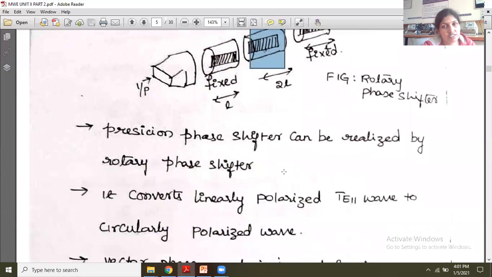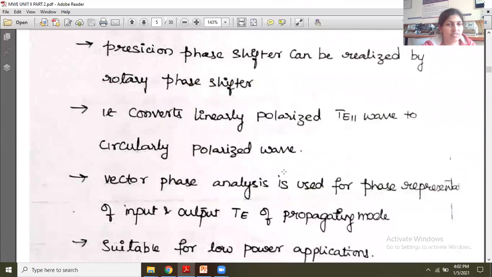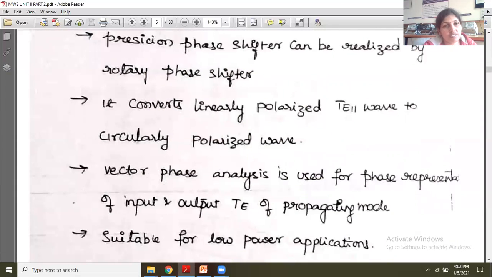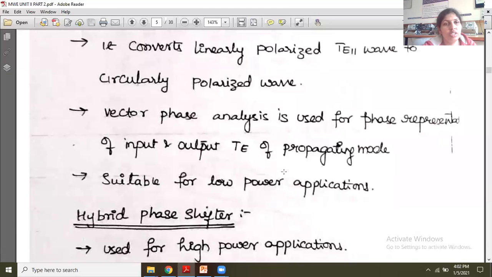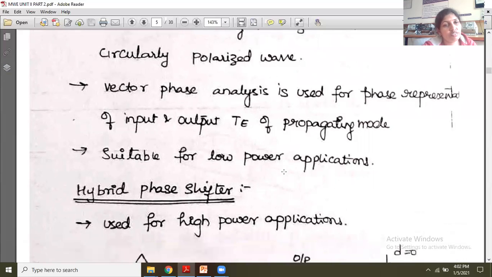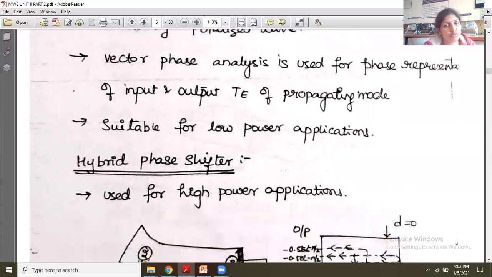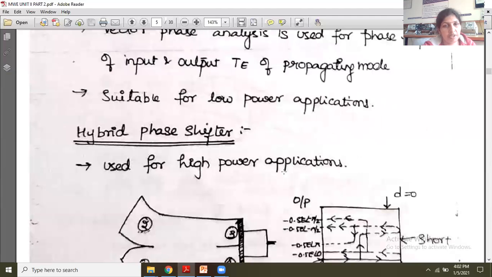The precision phase shift can be realized by the rotary phase shifter. It converts a linearly polarized TE11 wave to a circularly polarized wave, since we have a rectangular to circular waveguide transition here. Vector phase analysis is used for the phase, representing input and output TE of the propagating mode for the wave analysis. This rotary phase shifter is also suitable for low power application.